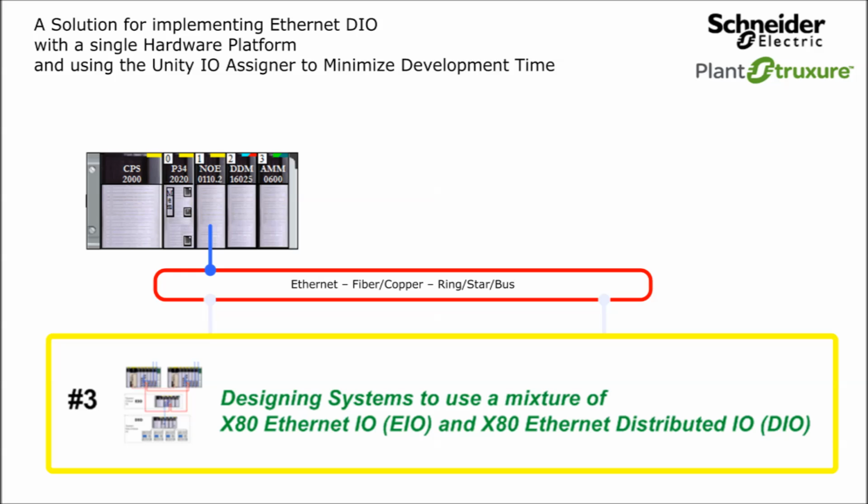The last video to reference is designing systems to use a mixture of X80 EIO and X80 DIO. This video and its content contain additional examples of including logic in BMX PRAs. The example includes hardware and application diagnostics logic. Check it out to discover more tips and tricks.